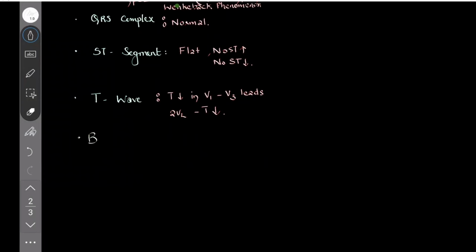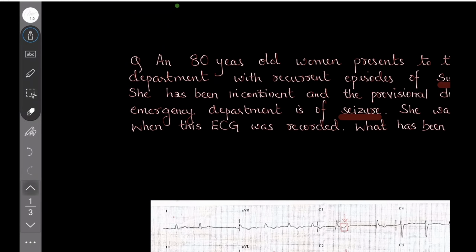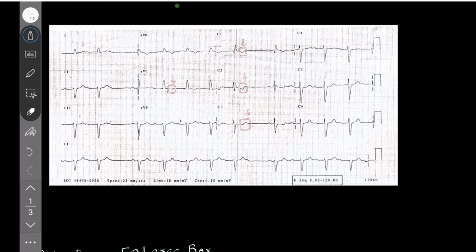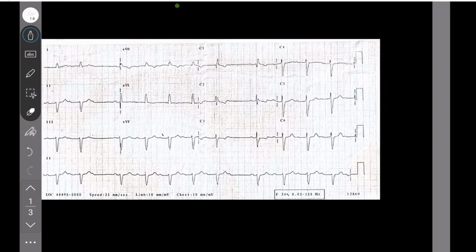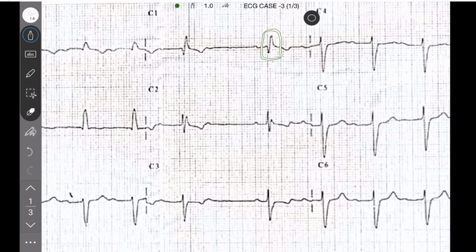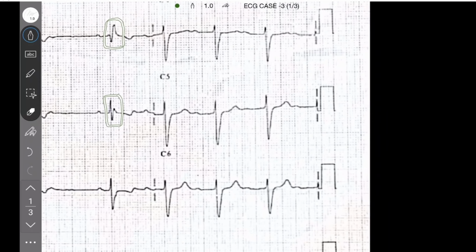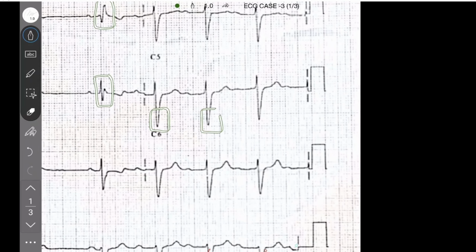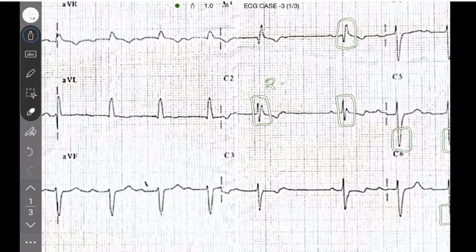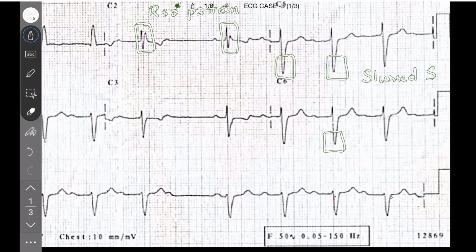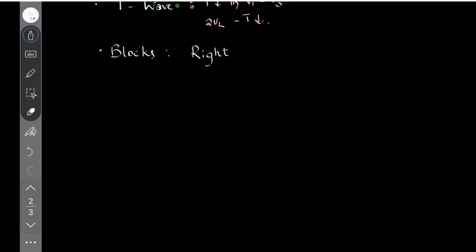Then we check for any blocks. In V1 to V6, you check whether there are any RSR' or M patterns you can observe. In V1, there is a notch in the QRS complex here, and there is an RSR' pattern. Here is also an RSR' pattern, and in lateral leads, there is slurring of the S wave. That is a slurred S, and here R is an R' pattern. So it comes to the diagnosis of right bundle branch block.